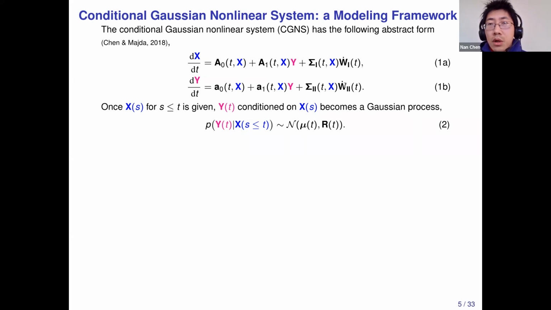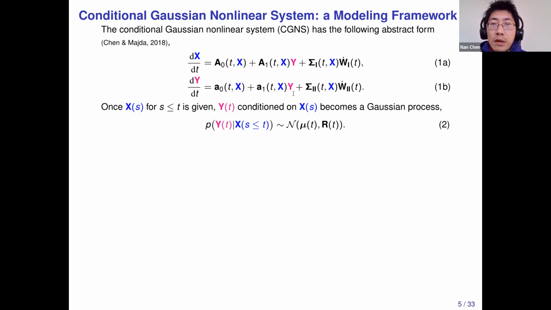So these W1 dot and W2 dot are some Gaussian random noise. And these sigma 1, sigma 2 are coefficients of the noise level. And these coefficients can also be any nonlinear function of X. So this type of system is obviously nonlinear, so it can generate non-Gaussian statistics.